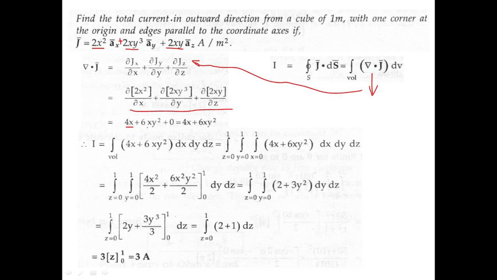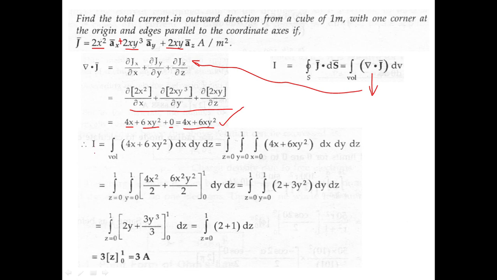So 3 into 2 is 6, so 6x square. And here you can see that in the last term we don't have anything with respect to z, so it will be 0. So the divergence of j vector will be 4x plus 6xy square. So this is the divergence of j vector.